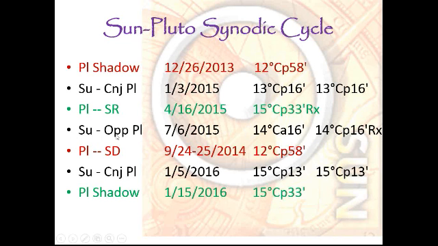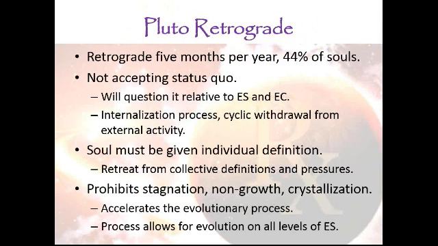So here's that highlight. End of June, early July, when you really want to be working towards deeper and deeper levels of inner security, especially on an emotional level, Sun in Cancer. Now, Pluto retrograde in general, remember, is 5 months of the year, 160 days, or 44% of the time. Pluto retrograde in general means not accepting the status quo.